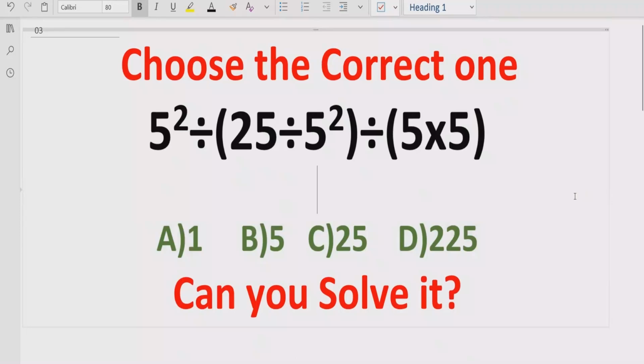Today we will solve another quiz which is related to arithmetic expression. The quiz contains the basic operation, division and multiplication. So we have to solve this quiz using PEMDAS and BODMAS method and find out the correct answer. In the answer list we have four answers. A is 1, B is 5, C is 25 and D is 22.25. So let's see after solving it which answer is correct.